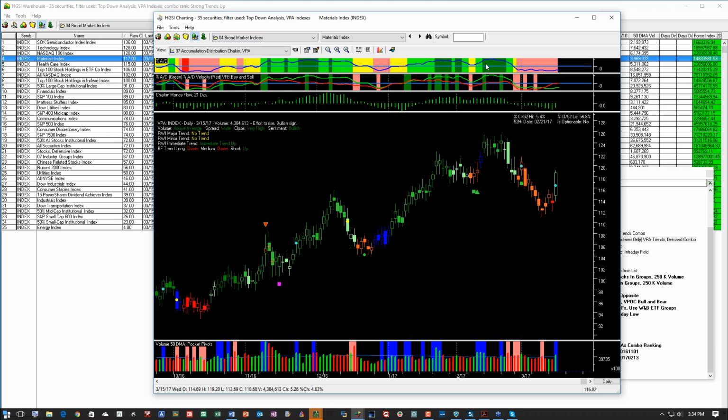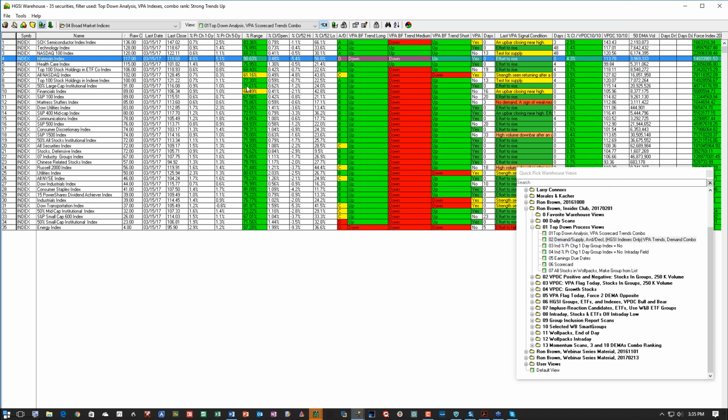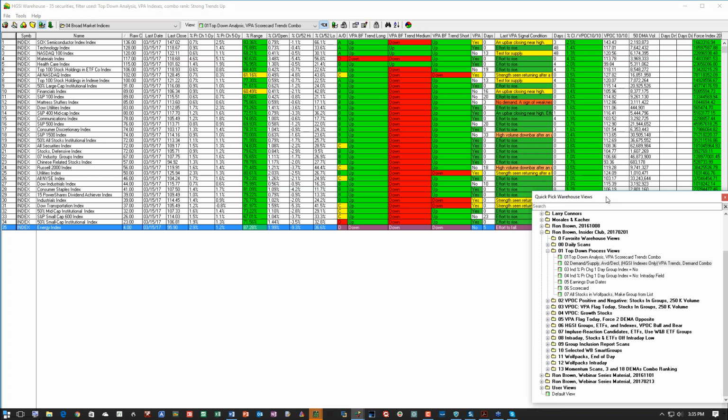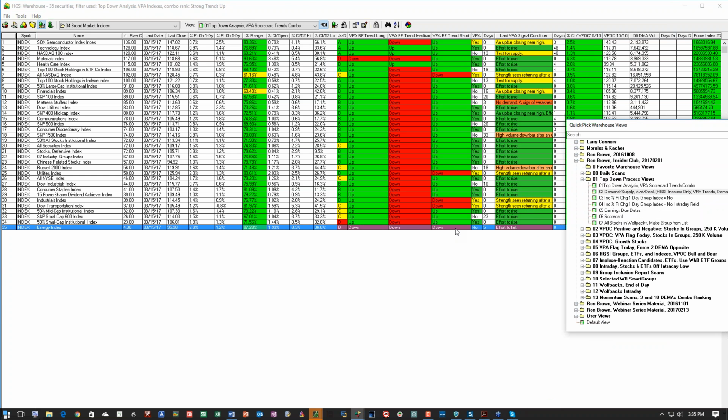Notice that it went from A accumulation to B to C, and then it went to D, and it stayed there. Because it had this big up day today, that has not really yet registered on the accumulation. But I can tell that it was a big move just because of the combo rank moving it towards the top of the list. Now, what is still weak is the energy index.